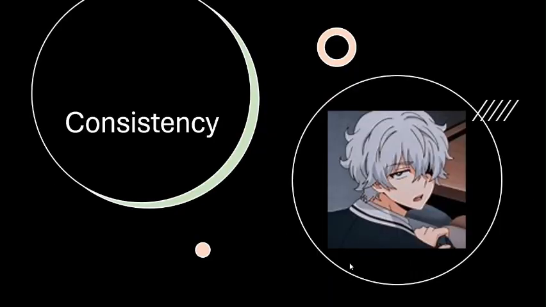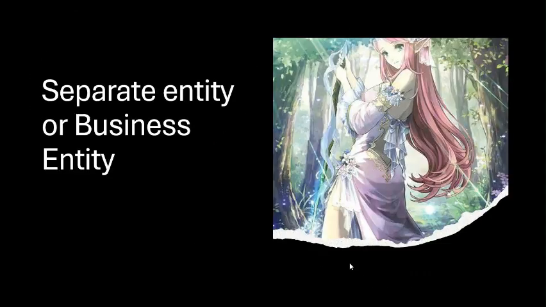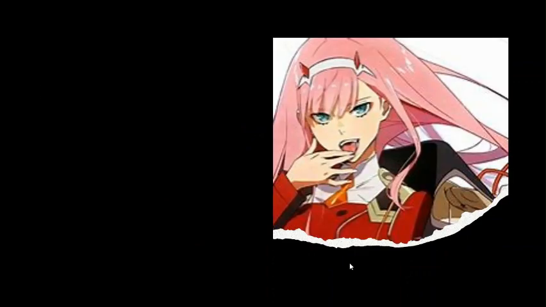Then we have the concept of consistency, meaning that we have a consistent means of accurately measuring our profit and losses within the business. Then we have the separate entity or business entity concept, meaning that the business is a totally separate entity from that of the business owner. So the business owner and the business itself are two separate entities.